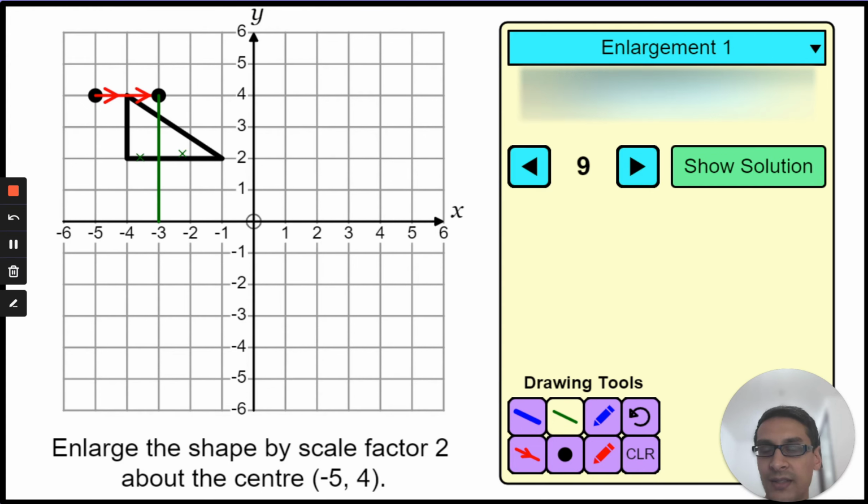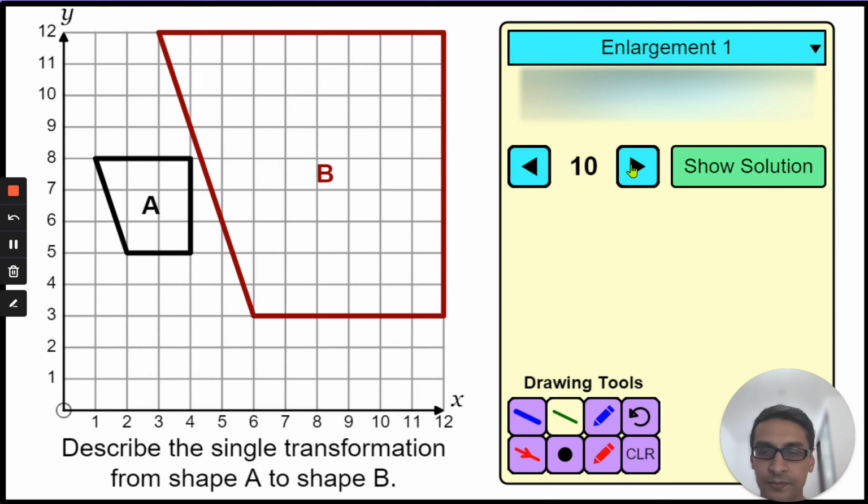If the base length is 3 here, then the base length of our new triangle is going to be 6. And then we just connect those two together. We've got our enlargement. Okay, question 10. Describe the single transformation from A to B.